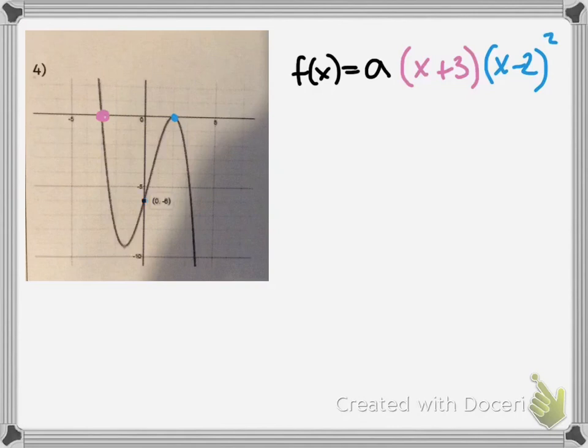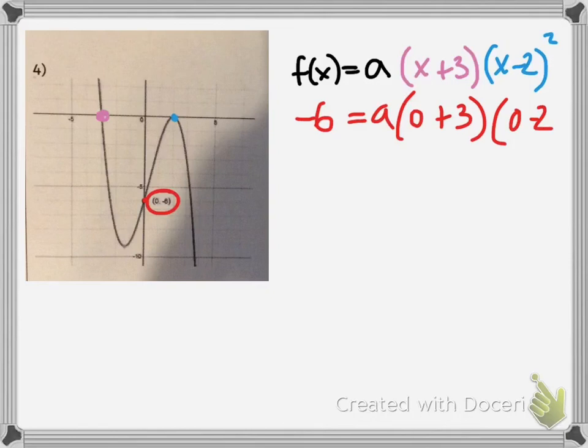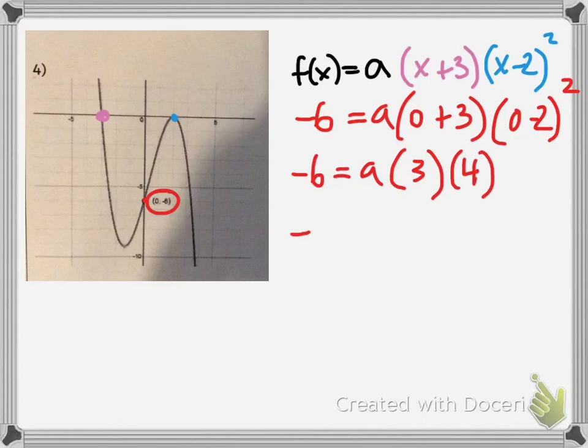I need to use a different color. Okay, (0, -6). So -6 equals a, (0 plus 3), (0 minus 2). Don't forget that's squared. It makes a big difference. 0 plus 3 is 3. 0 minus 2 is -2, but -2 squared is +4. So over here we get 3 times 4, which is 12.